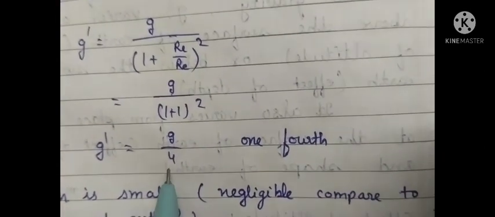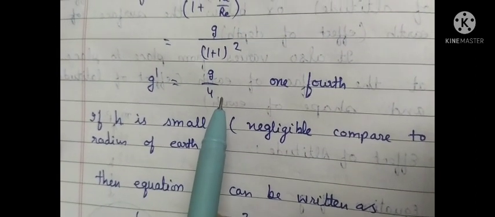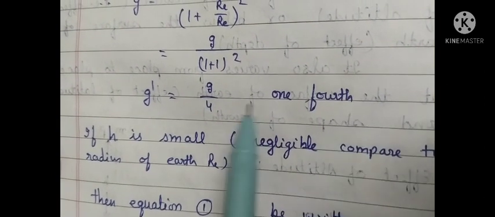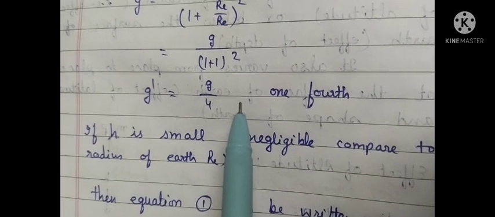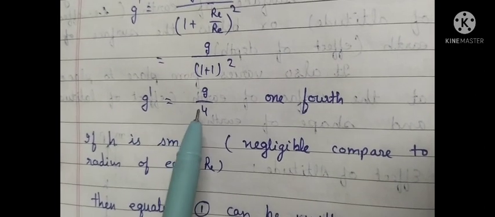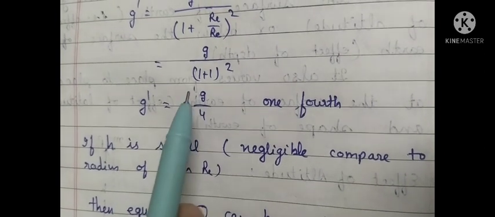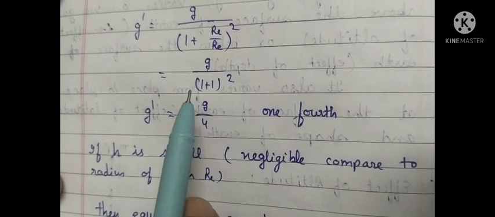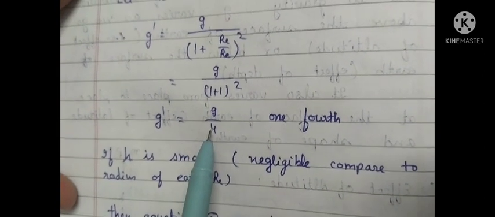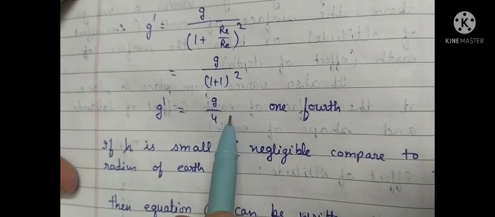Suppose the acceleration due to gravity on the surface of the earth is approximately 10 meter per second square, 9.8, about 10 meter per second square. So 1/4 of it means 2.4, about 2.5 meter per second square will be the value of g at point P. So it shows that as we move up from the surface of the earth, the acceleration due to gravity decreases.